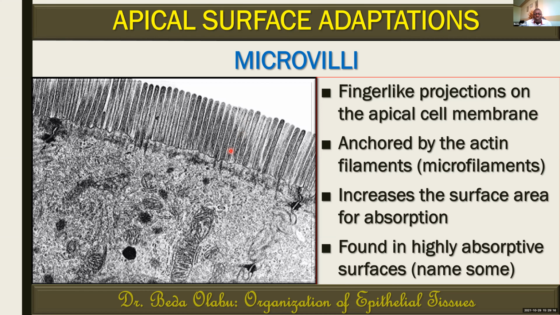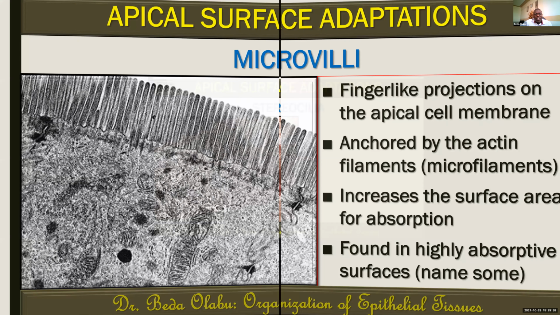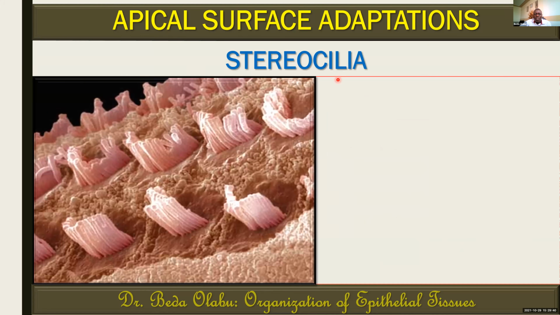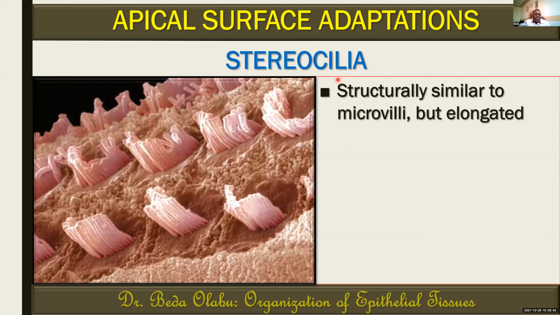So therefore, we find it in highly absorptive surfaces, like the small intestines, renal tubules, specifically the proximal convoluted tubule of the kidney, and in the ducts of salivary glands. How about stereocilia? Stereocilia is just elongated microvilli, so structurally similar, although stereocilia tend to exist in groups, as we can see here.